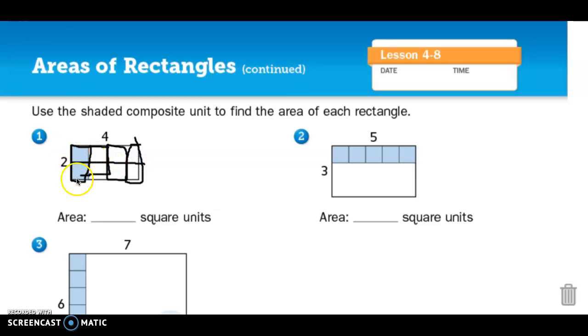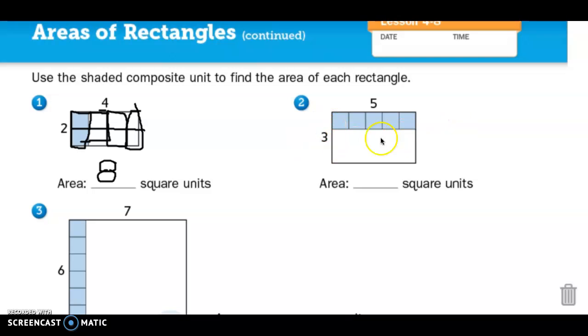So if I have 2 and it fits 4 times, 1, 2, 3, 4. What's 2 times 4? 4 doubled is 8, right? 2 rows of 1, 2, 3, 4. 2 rows of 4, 8 square units. Because again, we still have squares on the inside. 1, 2, 3, 4, 5, 6, 7, 8. Okay, this time it is going horizontally, like the horizon. But there are 1, 2, 3, 4, 5 squares on the top, 5 square units. And I know that because I counted it and it says 5.